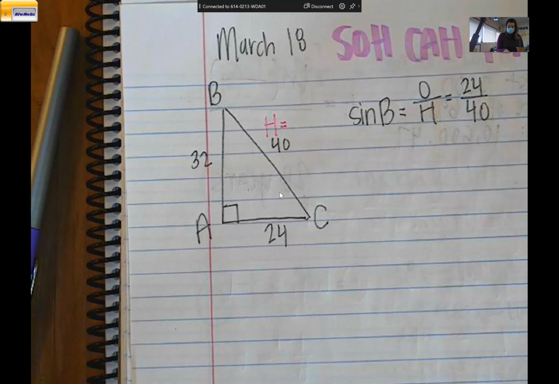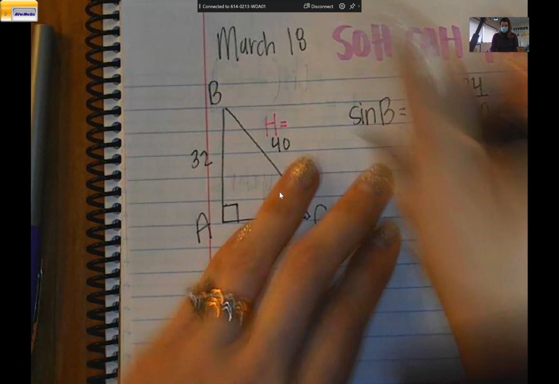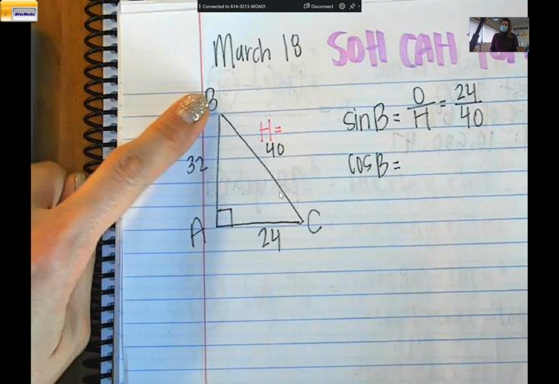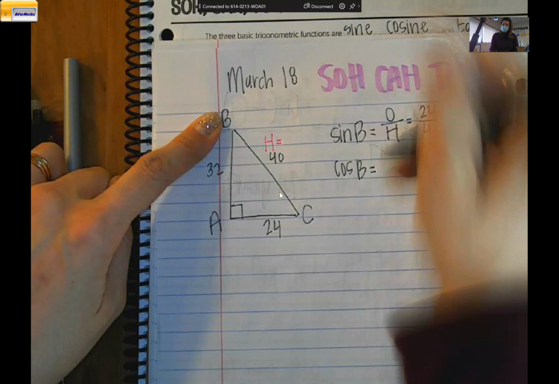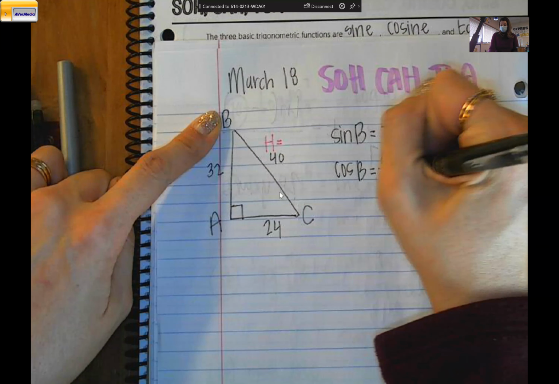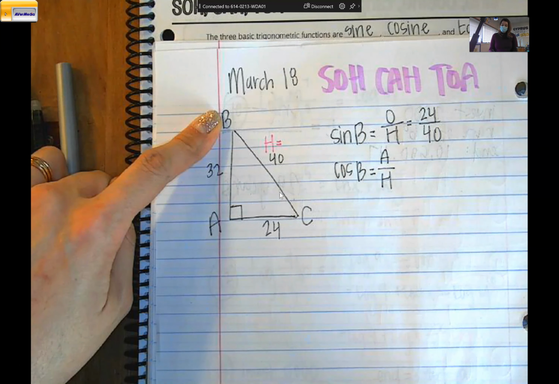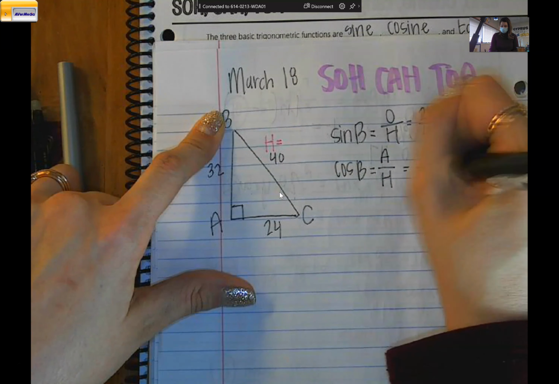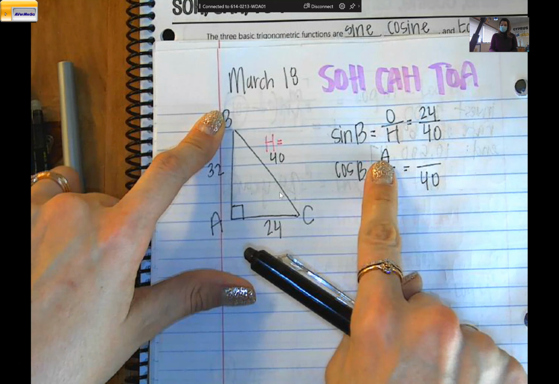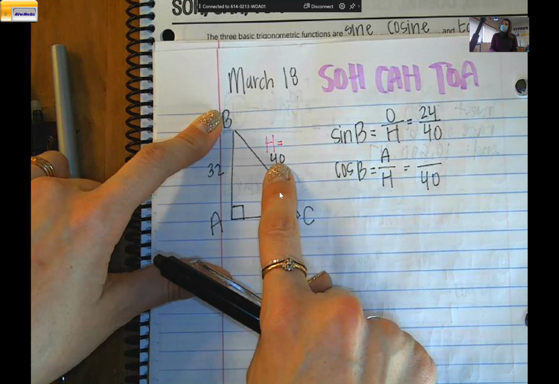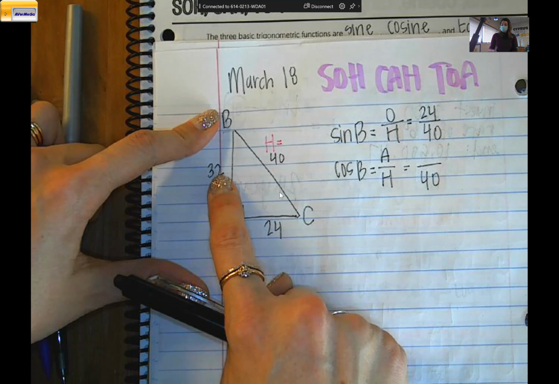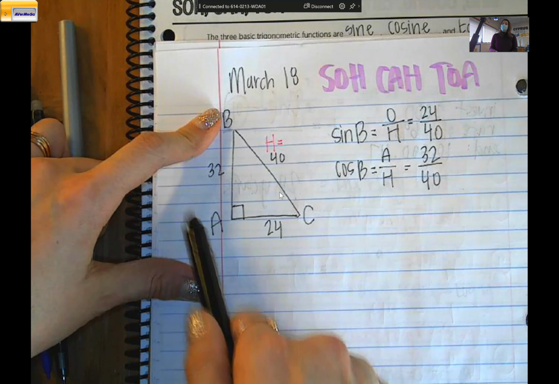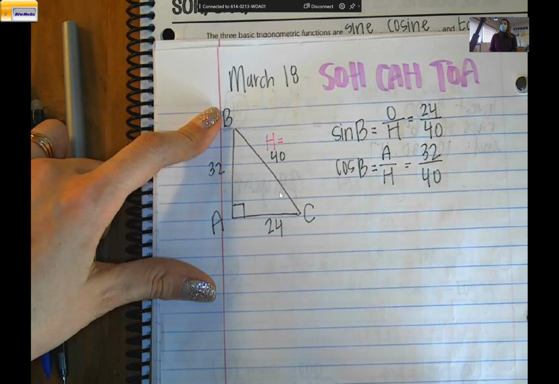Okay, they might want to know cosine B. So cosine B tells me they want me to look at angle B and put the adjacent side over the hypotenuse. So hypotenuse is my easiest, that would be 40. Adjacent, well, if this one is H, then that one has to be adjacent, so 32. Or you can label the triangle OAH and then erase it when you do the next problem.